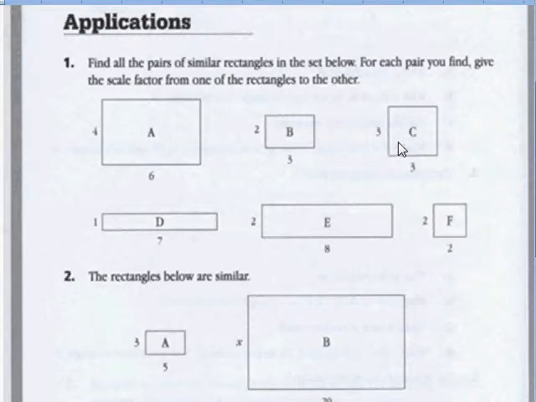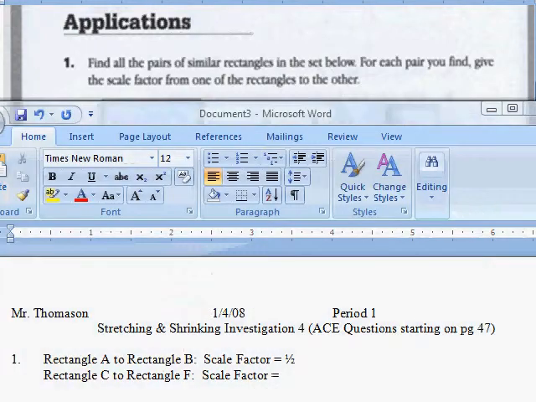Moving on to C. C compared to D, 3 divided by 3 is 1. 3 divided by 3 is not 7. Another way is we can look at it, see these two numbers are the same, these two numbers are different, those don't work. C to F, these two numbers are the same, these two numbers are the same, so C to F does work. So we know that rectangle C to rectangle F works. We just have to figure out the scale factor.